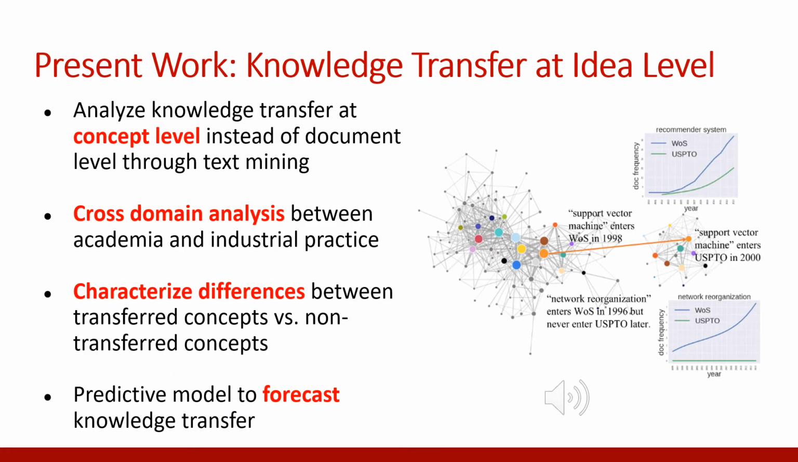And here comes the outline of our paper. We first use a text mining tool called AutoPhrase to extract around 1.5 million concepts from Web of Science research papers. Then we do some cross-domain analysis. We follow the career of those scientific concepts into patents and clinical trials and try to study the characteristics that make them become transfer concepts versus non-transfer concepts. And finally, we build a predictive model to forecast transfer results.